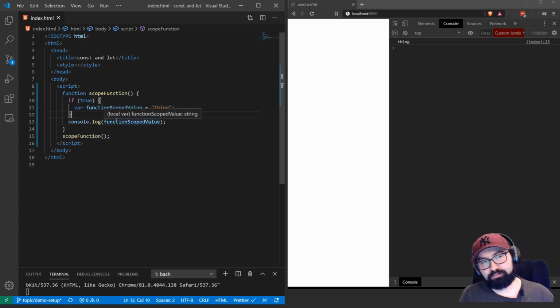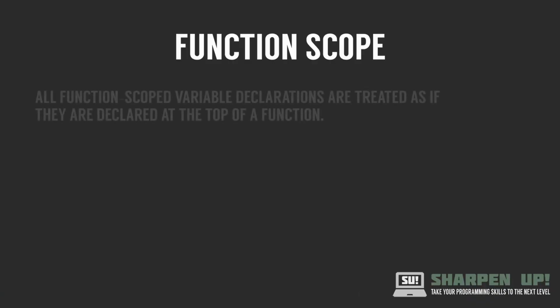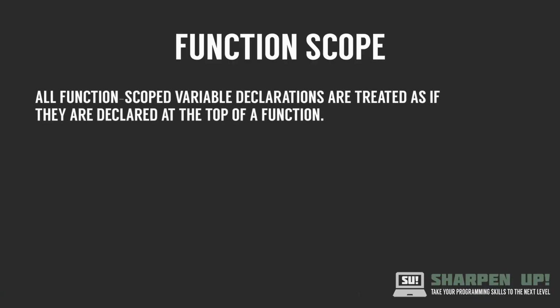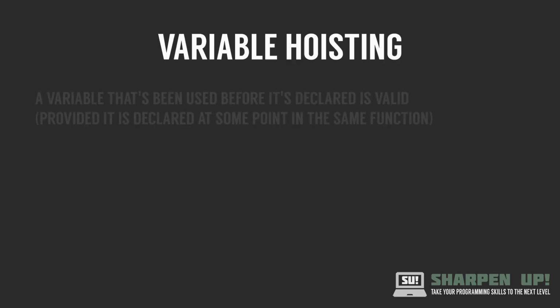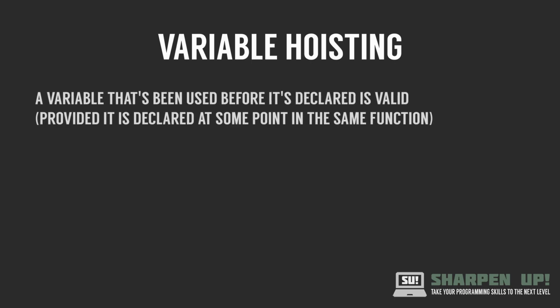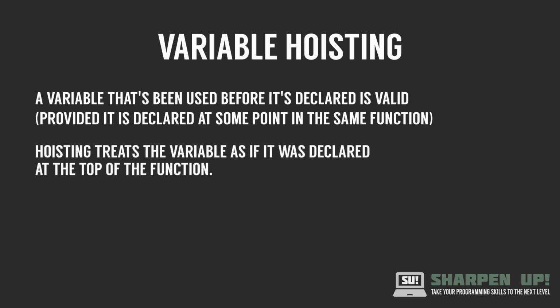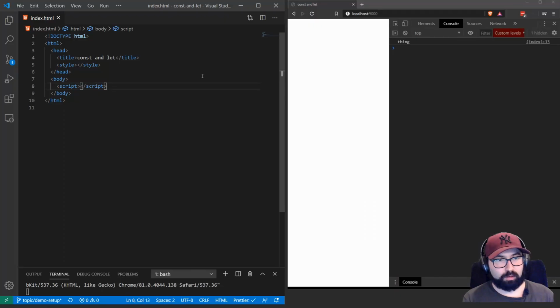This is kind of different to how other languages do handle this situation. Another quirk of function scope is that all variable declarations inside a function are treated as if they are declared at the top of a function. This is called hoisting. A variable that's been used before being declared inside the same function block is valid and doesn't throw a JavaScript error because hoisting treats the variable as if it was declared at the top of the function. So we'll take a look at that as well.